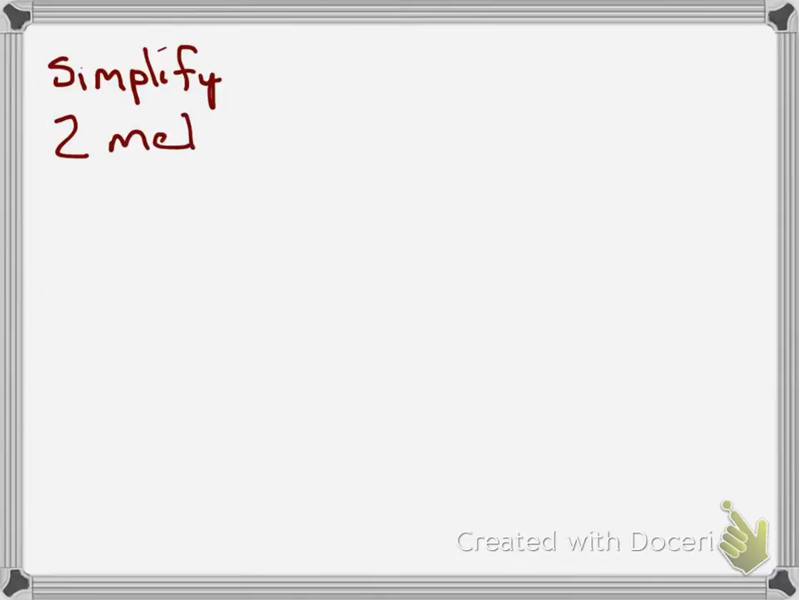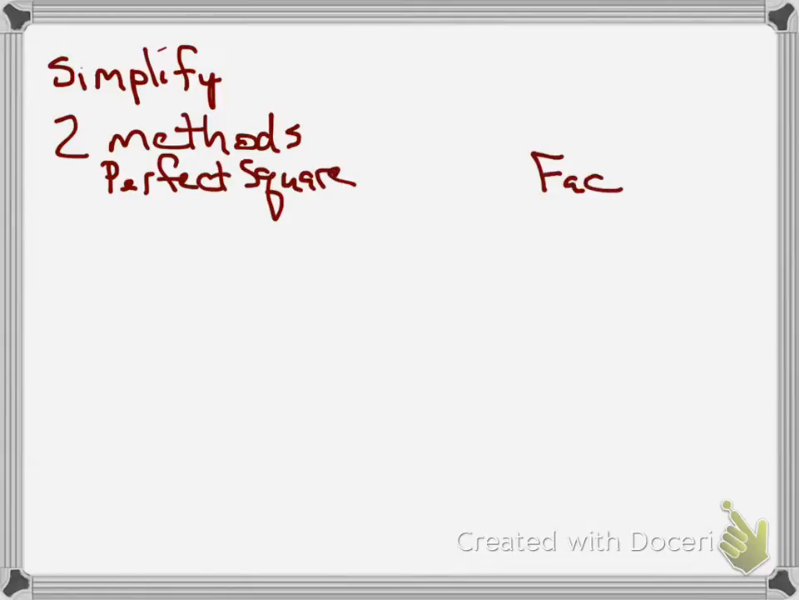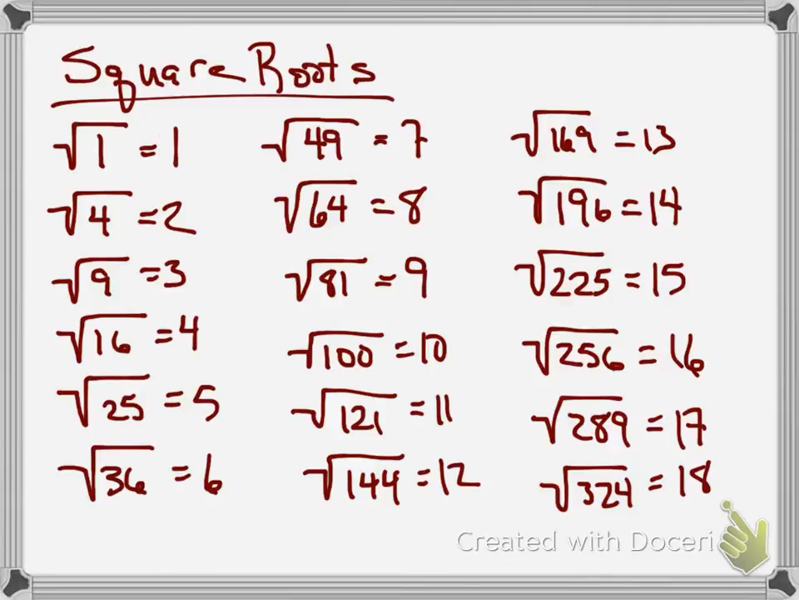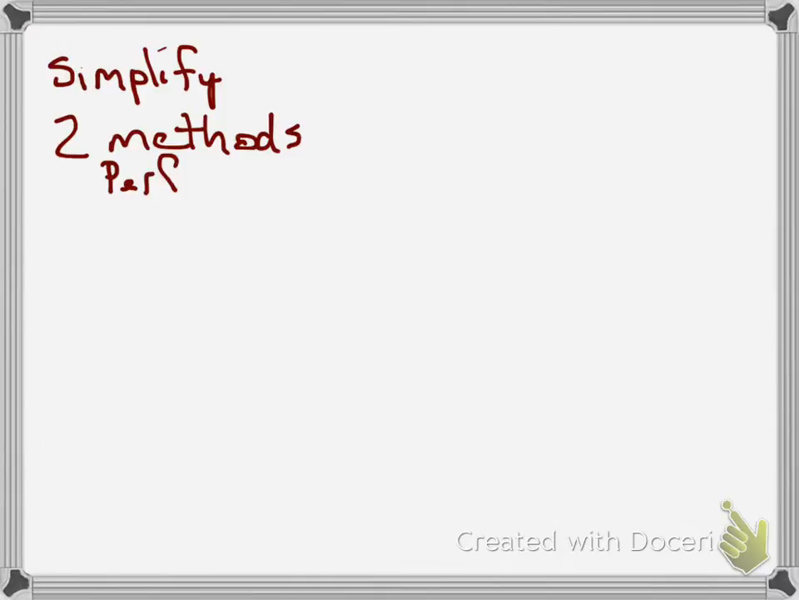Okay, but this table would help you, because there are actually 2 ways that I know of to find square roots or to simplify. Okay, there's the perfect square method, and then there's the factor tree method. Now this is for those that don't come out nice and even like this. So keep that in mind.